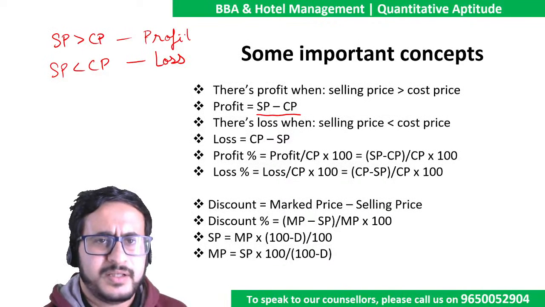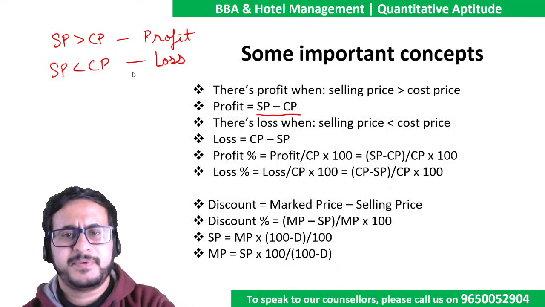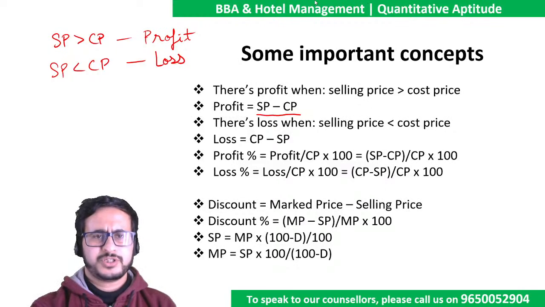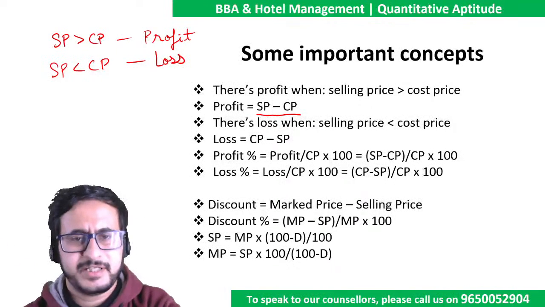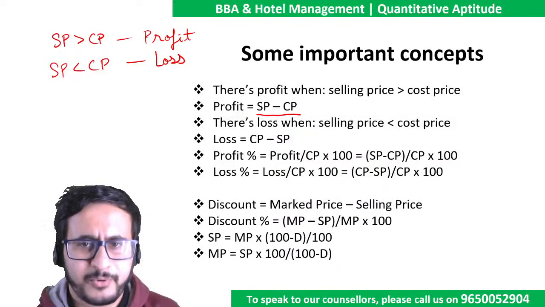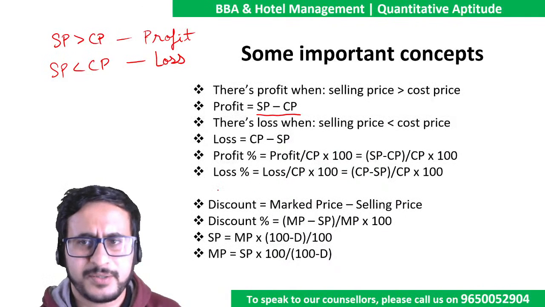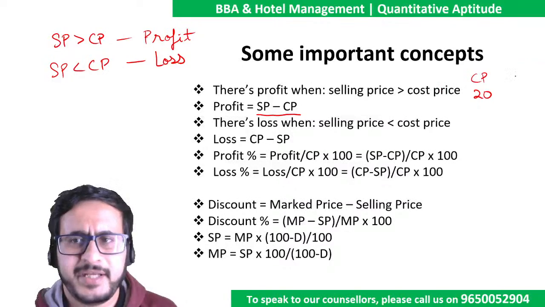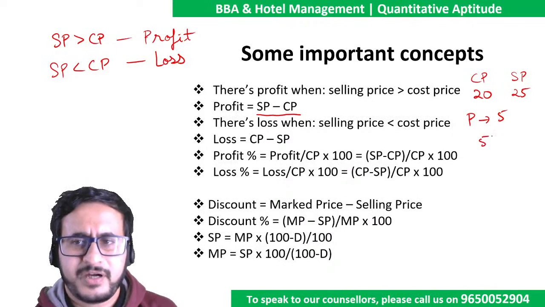Now profit and loss can be expressed as a percentage. Percentage of what? Percentage of cost price. So profit percent is profit upon cost price into 100. Suppose the cost price was 20 rupees and you sold it at 25 rupees. So your profit is 5 rupees. Now 5 out of 20 into 100 will come as 25% profit.